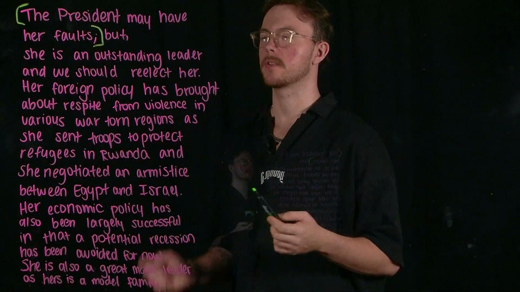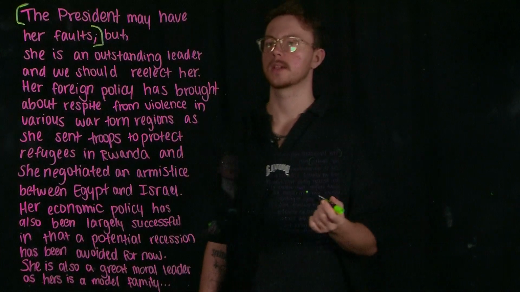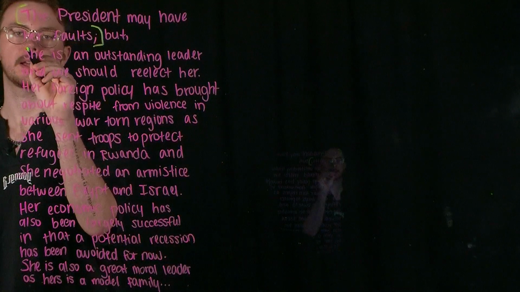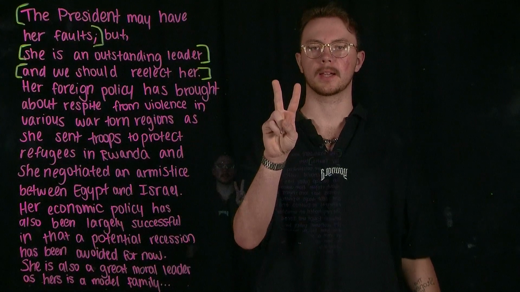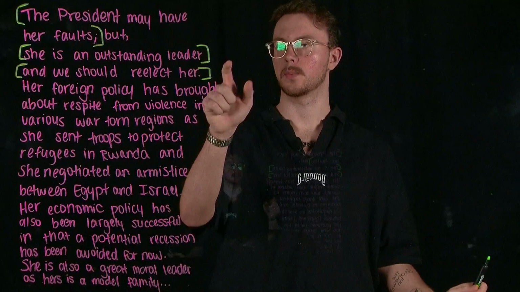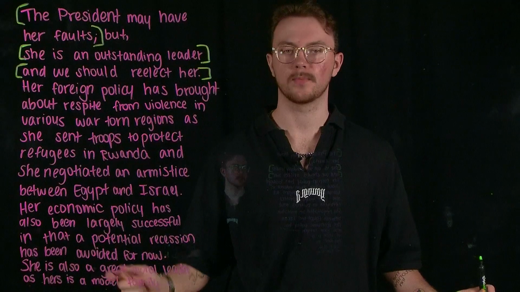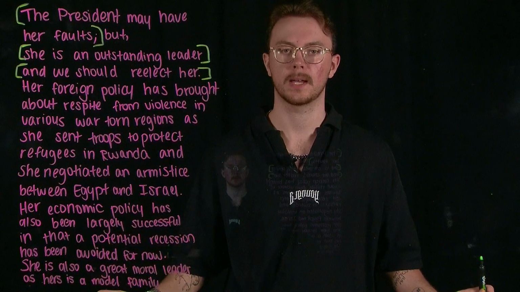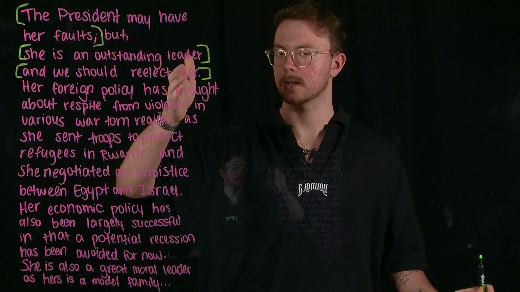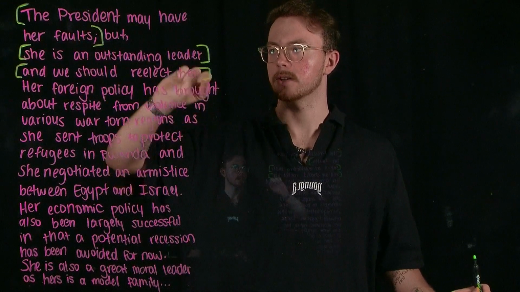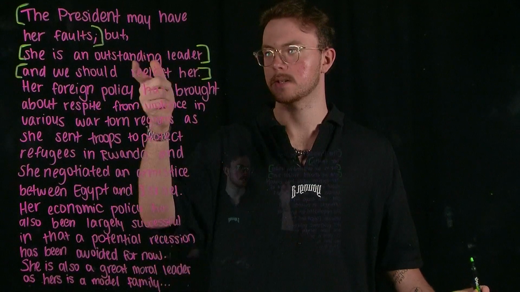So the president may have her faults. That's claim one. But she is an outstanding leader and we should re-elect her. That's two claims right there. She is an outstanding leader is one claim, and we should re-elect her is another claim. For this argument, if you would have made this one single claim and said it was a complex claim, I actually wouldn't have taken any points away. Because you can argue she's an outstanding leader and we should re-elect her is a complex claim, and that we should re-elect her is just dependent on the fact that she's an outstanding leader.